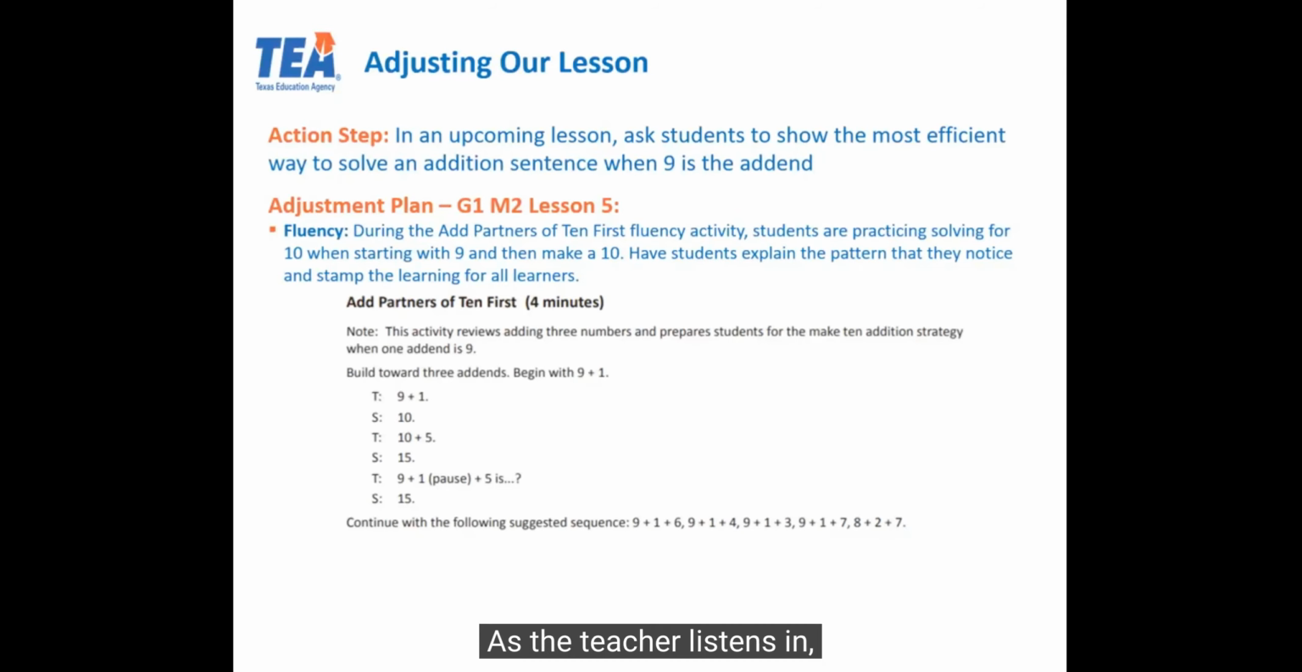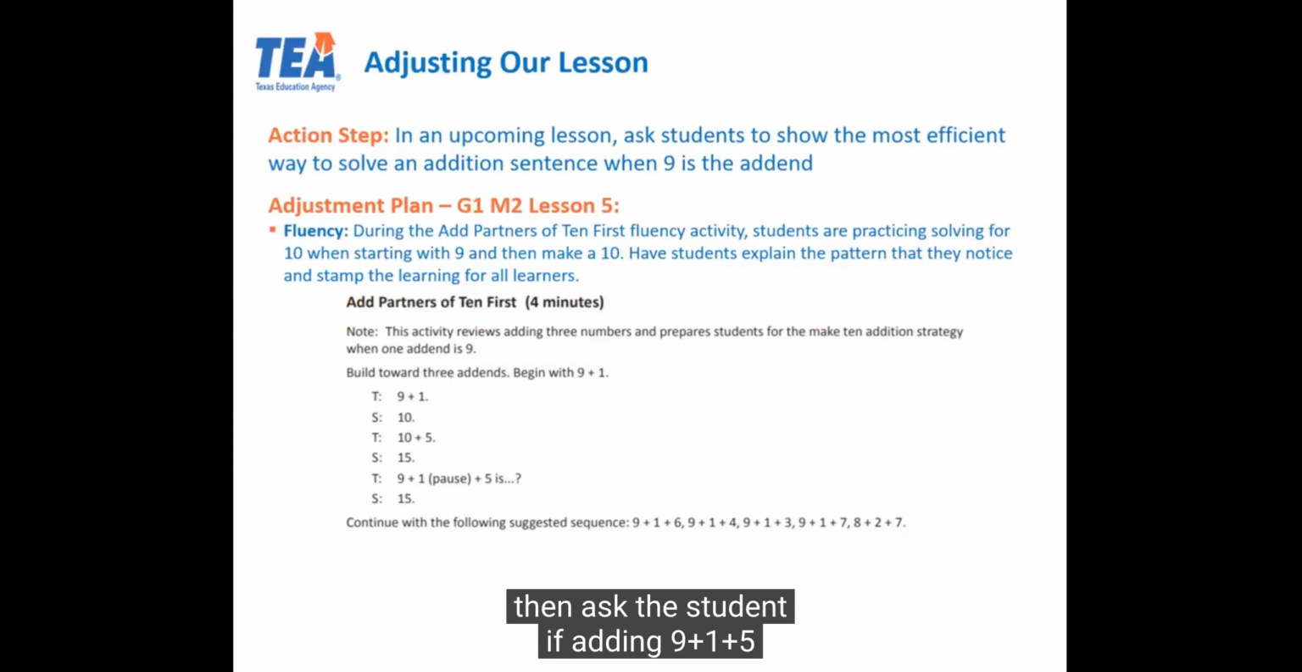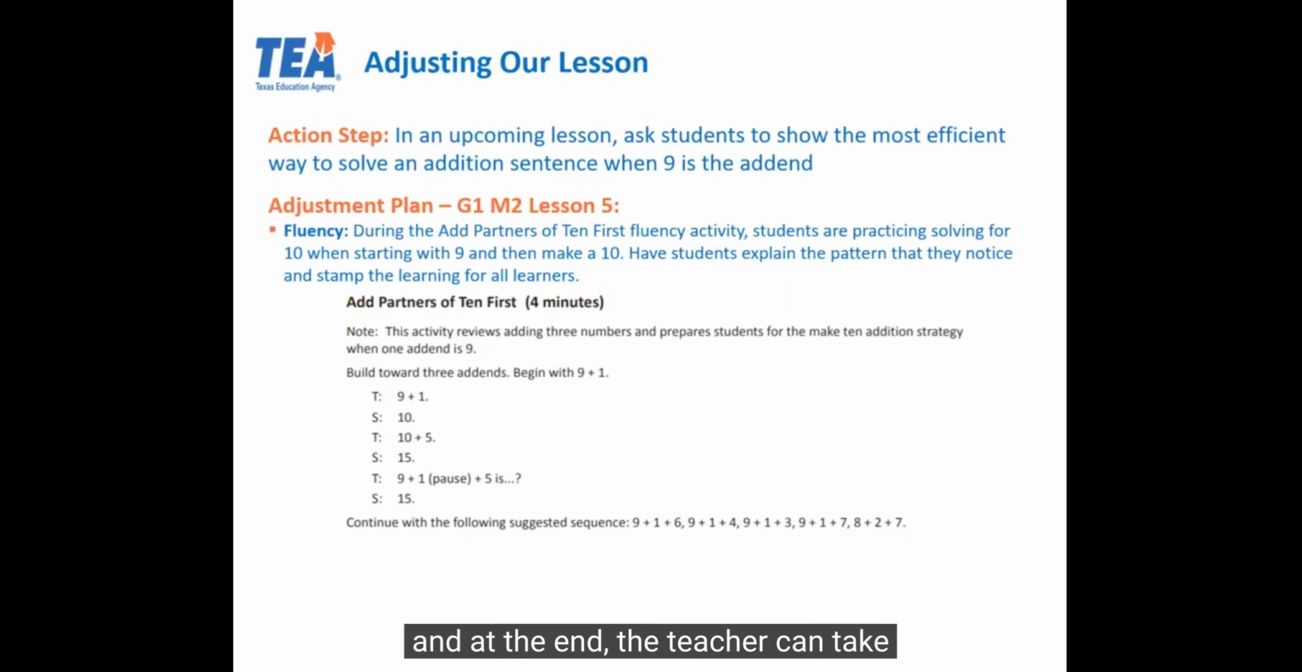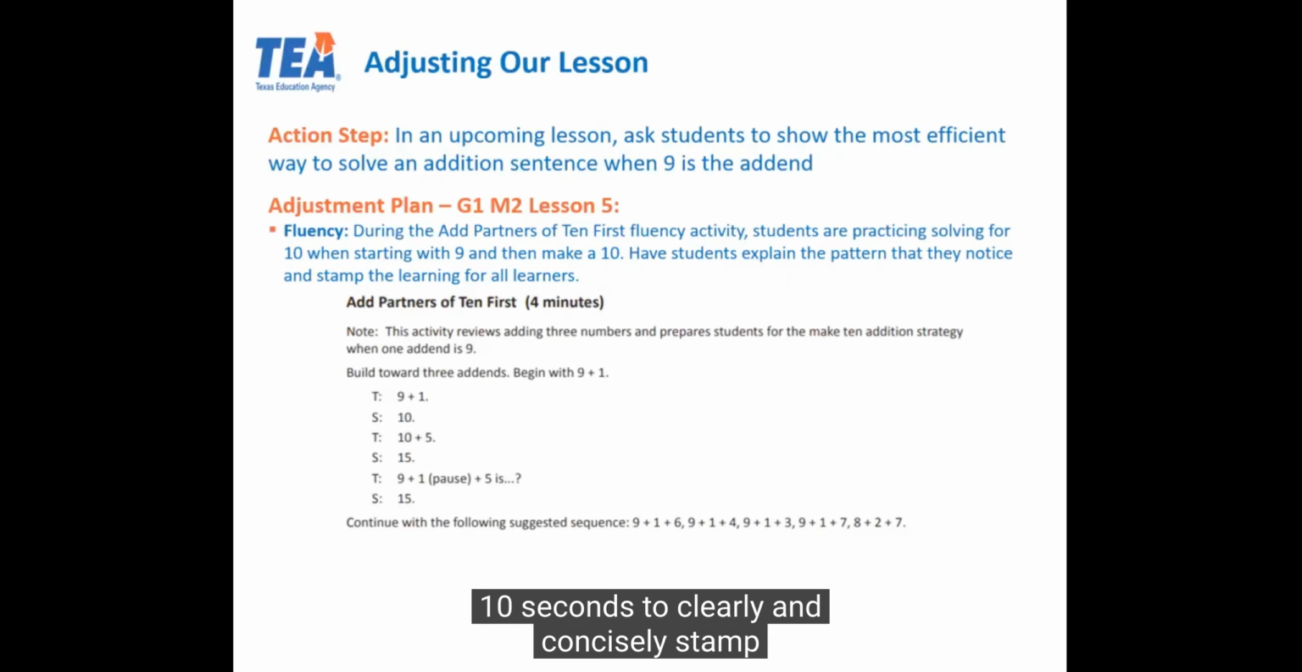As the teacher listens in, they'll look for a student who is able to identify the pattern of counting to 10 by adding 1 and then some. The teacher will then praise the student for their reflection, then ask the student if adding 9 plus 1 plus 5 is easier than adding 10 plus 5. With that in mind, the student and teacher will continue with this fluency activity, and at the end, the teacher can take 10 seconds to clearly and concisely stamp the takeaway that it is faster to solve for an unknown by making a 10 first.